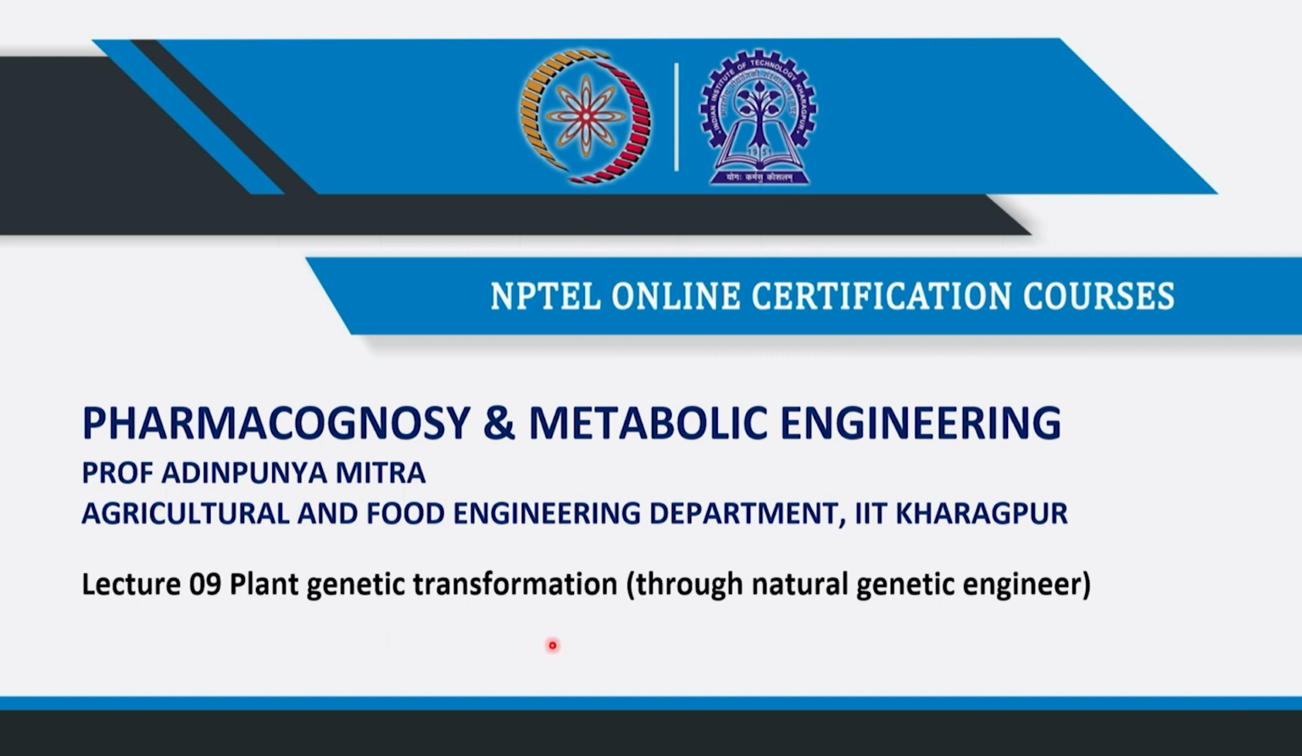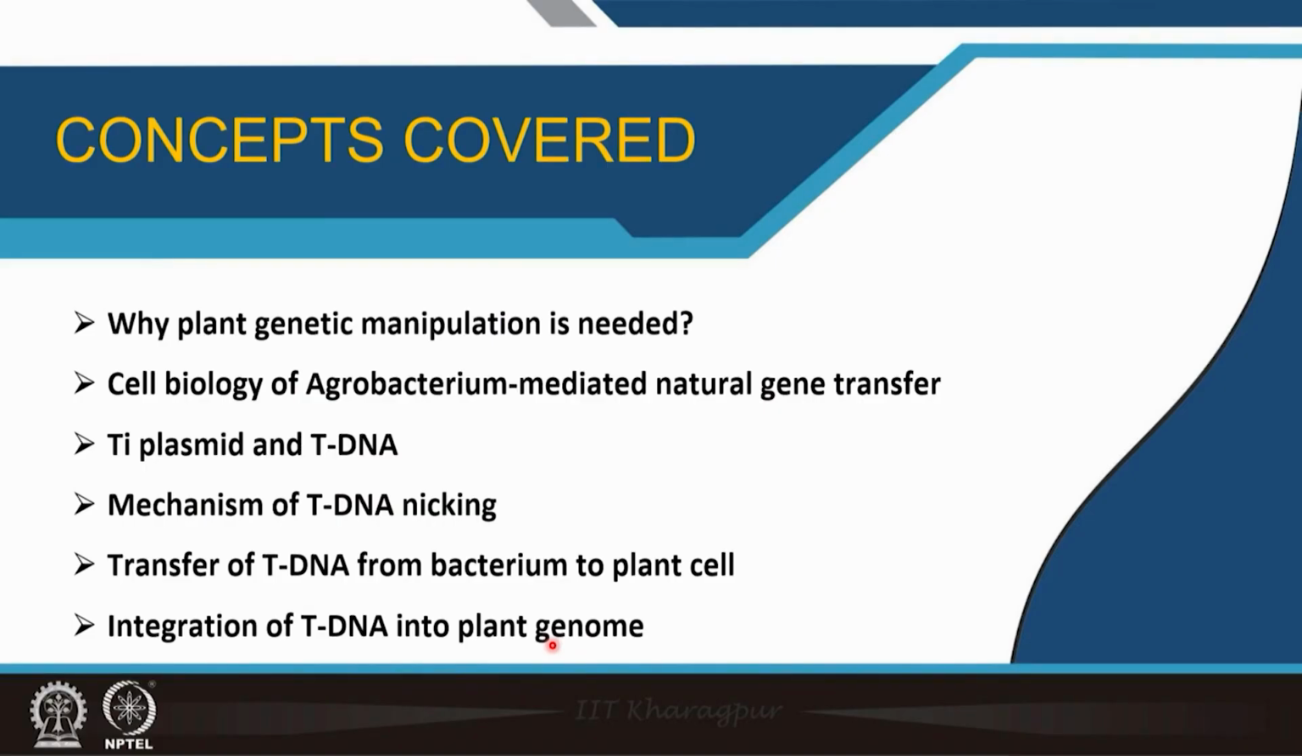Let us go to the next slide to understand why it is needed. The concepts that will be covered here are why plant genetic manipulation is necessary, and the cell biology of Agrobacterium mediated natural gene transfer. Under this we will talk briefly about the Ti plasmid and T-DNA, the mechanism of T-DNA nicking, transfer of T-DNA from the bacterium to the plant cell, and integration of T-DNA into the plant genome.